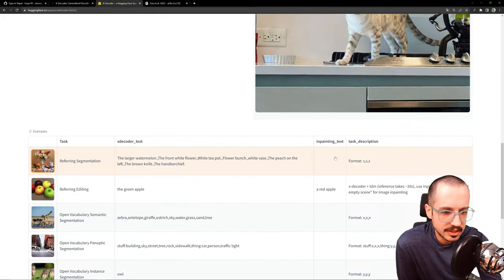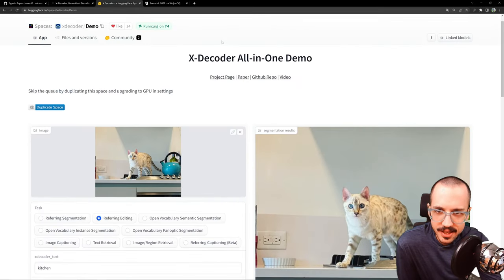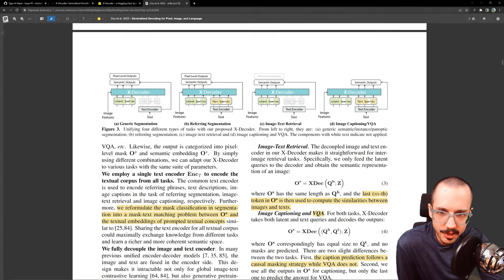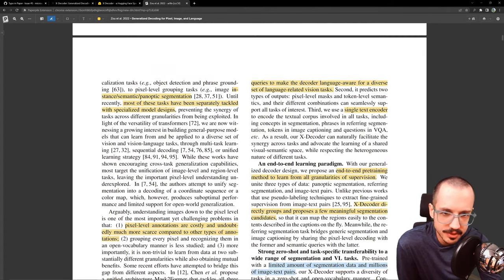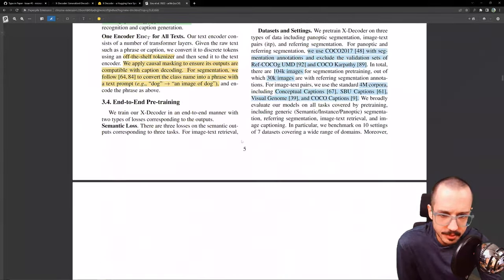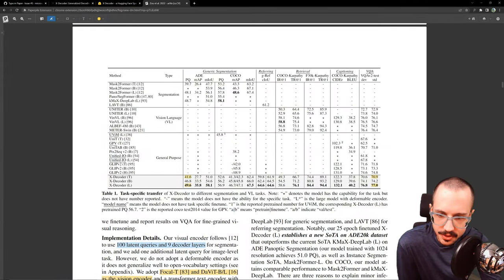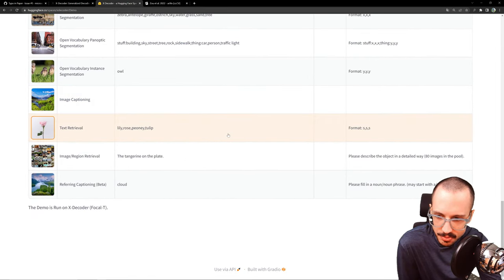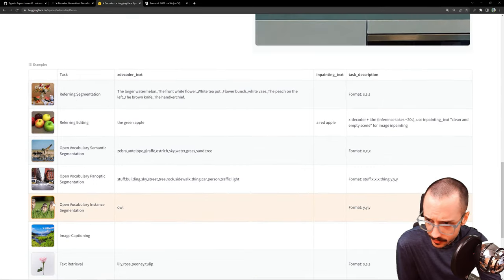So I don't know. I guess that the model that they're using here in this demo is probably the smaller one. Right, they have three different sizes here. Let me go to this table here. Yeah, they have X-Decoder T, B, and L. I doubt that for the kind of public demo they're using L. That would just be too expensive. They're probably using just the small model. So the small model's probably just not as good and limited.